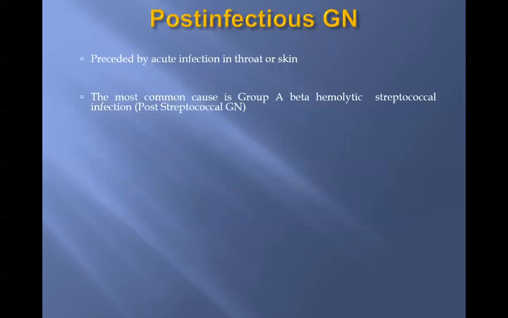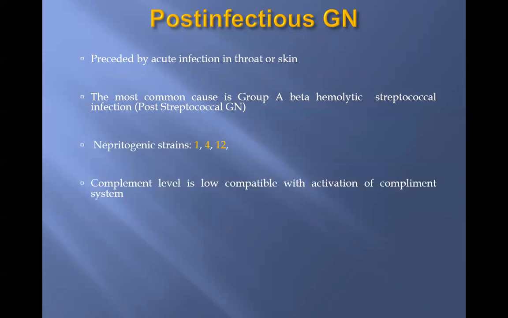They are usually preceded by acute infection in the throat or skin, pharyngitis or pyoderma, any skin problem. Most commonly, group A beta hemolytic streptococcal infection, as we know now. The nephritogenic strains are 1, 4, and 12. Remember this one, please. There is a list of these strains, but the nephritogenic strains are 1, 4, and 12.